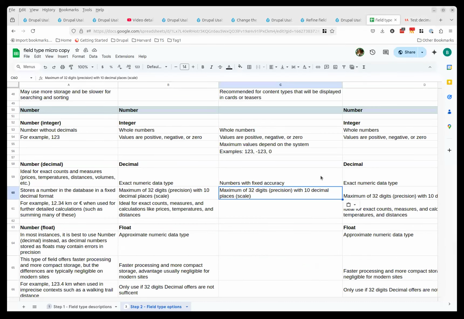So back to here, we'll have to verify that these are actually limits imposed by Drupal and not by the database. That's Drupal. That's what I thought. So if that's accurate, then I think we're basically going to do something like this. Any tweaks?